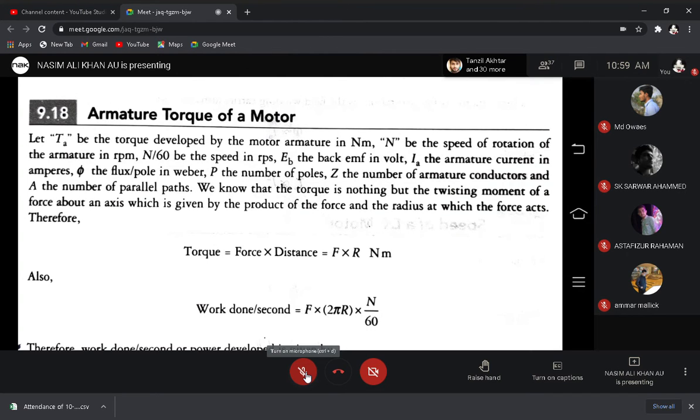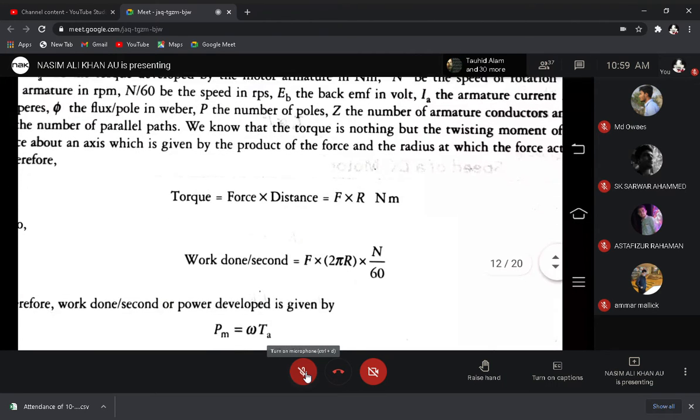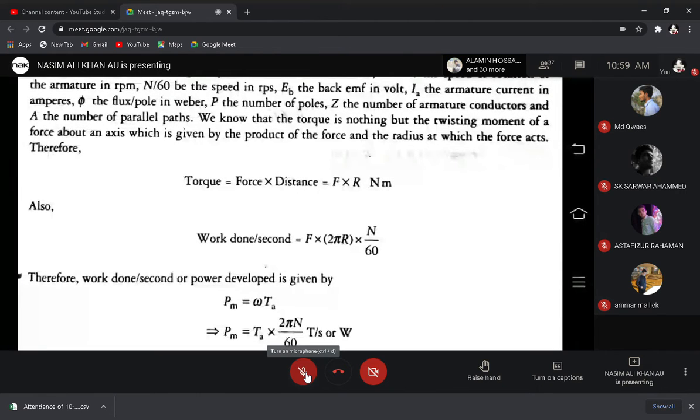So directly you can write the expression for torque as force into distance, F into R, in Newton meter. Work done per second: F into 2 pi R, and the angular speed is N by 60, with N in RPM. So work done per second is F into 2 pi R into N by 60.